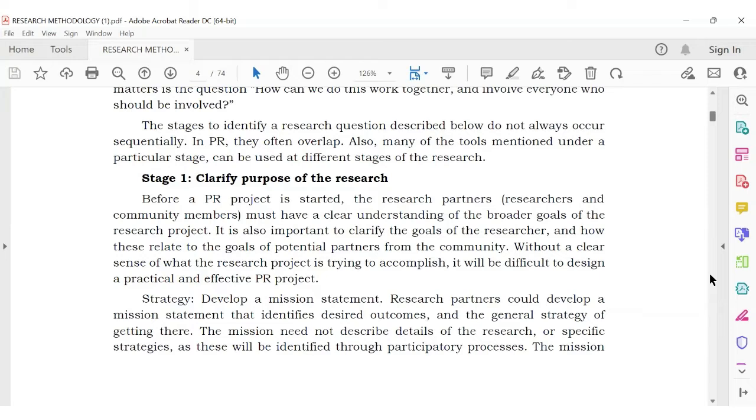Okay. So as you can see over here, before we start any public health research project, the research partners, that is the researchers and the community members, have a clear understanding of the broader goals of the research project. Now, the important aspect is, for instance, what are the skill sets that are required for a public health researcher?